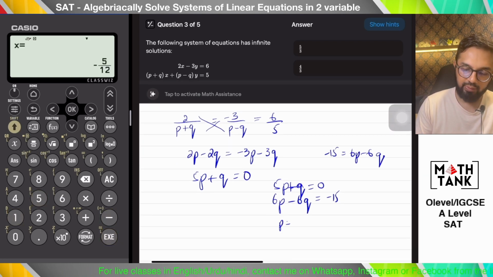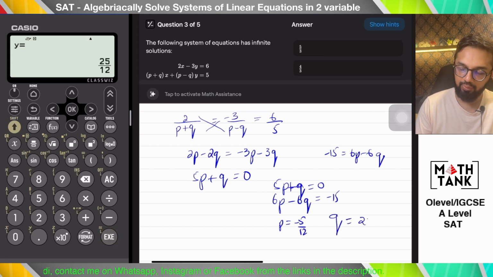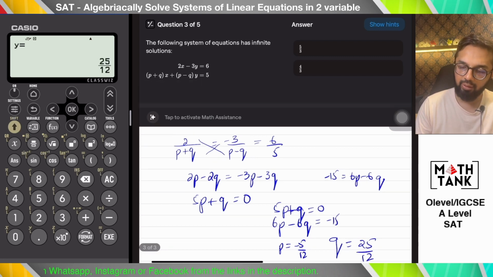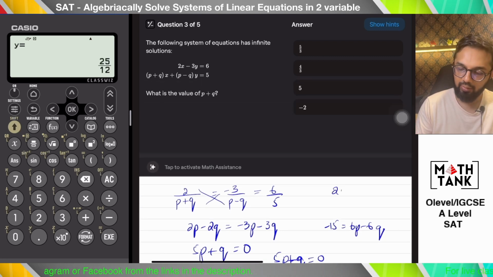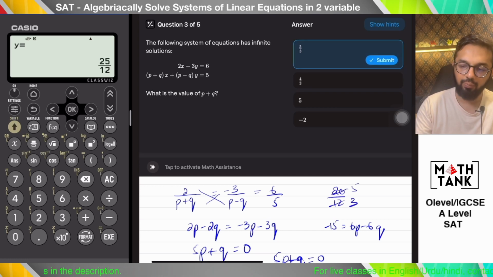p equals minus 5 over 12 and q equals 25 over 12. Adding the two should give me 20 over 12. 20 over 12 is 4 times 5 over 4 times 3, which is 5 over 3.